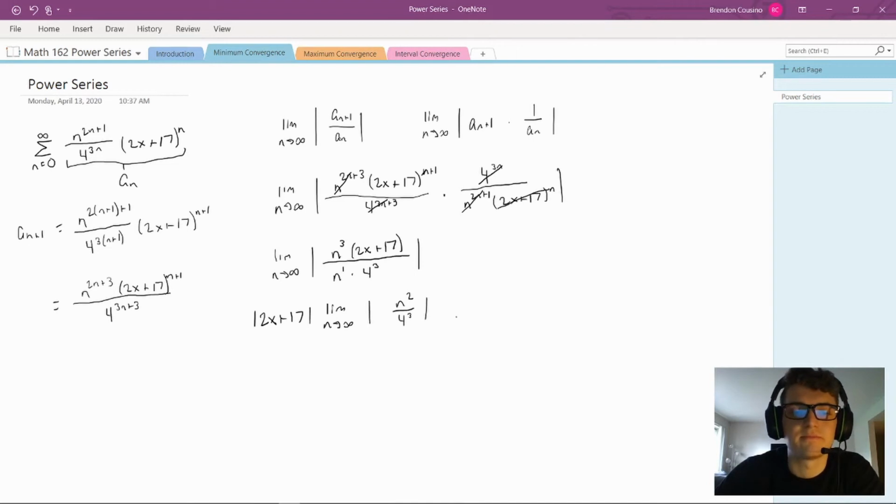Okay, and so when we evaluate this limit, when we plug in our infinity here, we're just going to have infinity squared over a constant. So this is going to be infinity. Now, if you remember from the ratio test, we want this to be less than 1. Well, we're wondering how we are going to get this less than 1, if every time we take this limit here, this is going to be infinity.